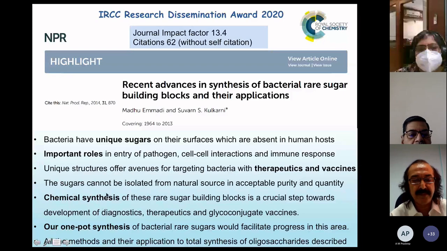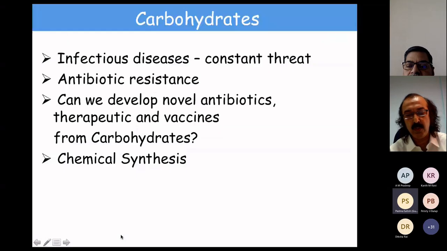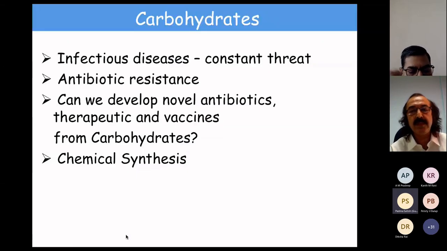And how do we do chemical synthesis? This was the main focus of this review: what synthetic approaches were available at that point of time, how we can extrapolate them, and how we can develop one-pot synthesis to make longer oligosaccharides. So this was the content of the review. Let me begin by giving you a brief introduction to this field.